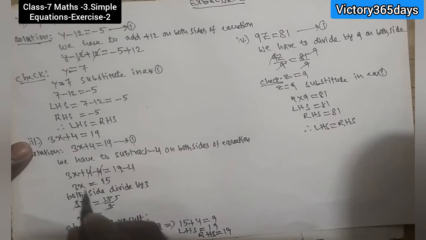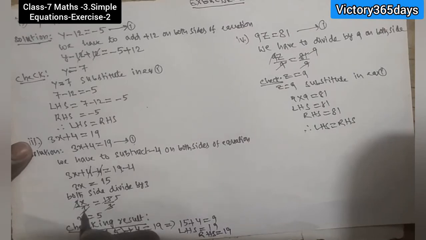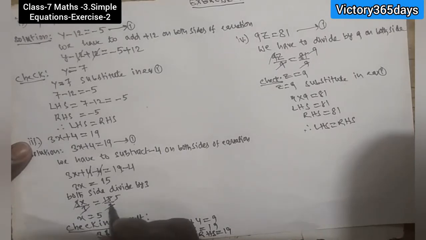Again, without transposing we are doing this. Both sides we divide by 3. Here 3x by 3 and 15 by 3. So 3 by 3 cancel. Again, 15 by 3: 3 1s are 3, 3 5s are 15. So x equal to 5 only we are getting.